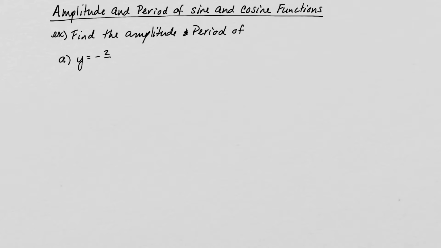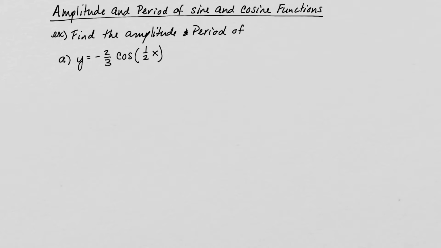So in this video, I'm going to give you a trig equation and I want you to tell me the period and the amplitude of that equation. So for example, find the amplitude and period of. My first example here, we're going to look at y equals negative 2/3 the cosine of 1/2 x.